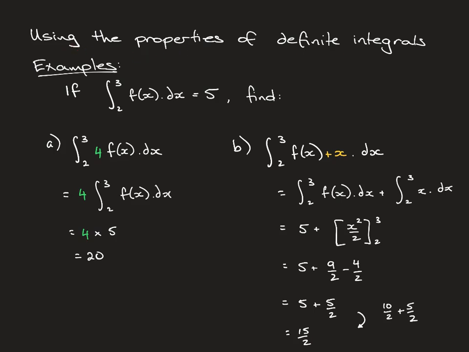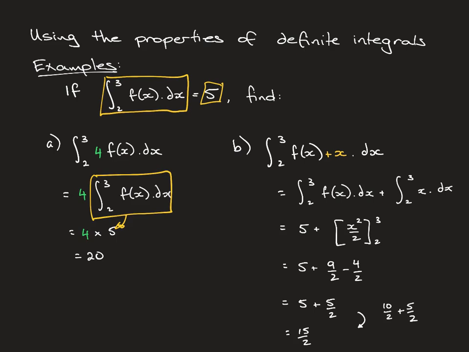So using the properties, here's an example. If the integral from 2 to 3 of f of x is 5, find the integral from 2 to 3, so same terminals, of 4 times f of x. Now, this is multiplying f of x, so we know we can bring that out to the front. So it's 4 times the integral. We know that the integral from 2 to 3 of f of x is 5. So I can replace that integral symbol with the 5, and it's 4 times 5, which is 20.